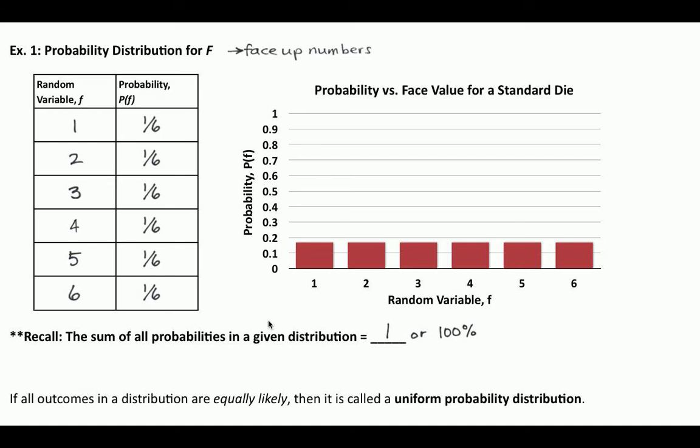To reiterate, if all the probabilities in a distribution are equally likely, we call it a uniform probability distribution. And it's one of 4 different types that we're going to look at in this unit.